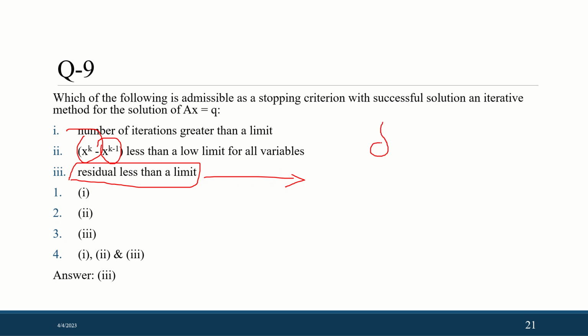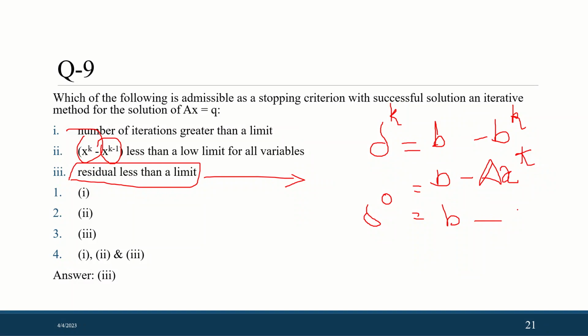So for example, in the previous slide itself we saw the residual at the kth iteration is given by b minus A x at the kth iteration. For example, the residual at the 0th iteration would be delta 0, right? b minus A x at the 0th iteration, and at the kth iteration it is given by this.